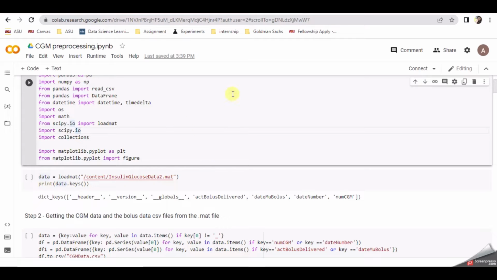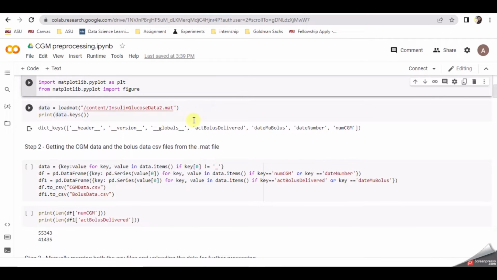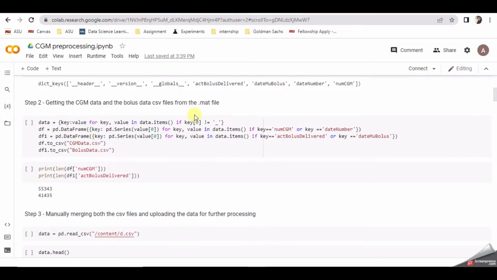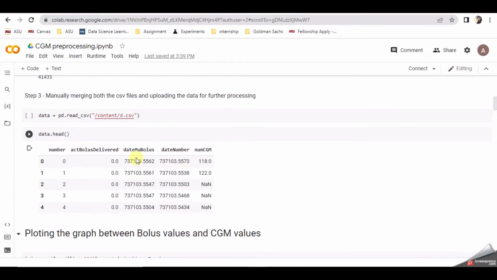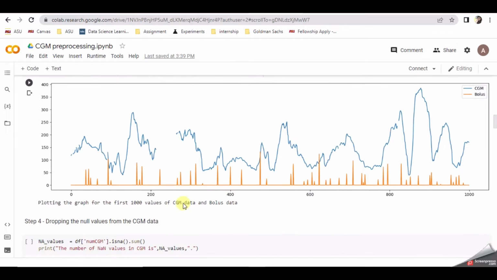So this is the pre-processing file where we take the MATLAB file that was given of the patient and convert it into a CSV file. This is the final data set that we get, with the bolus values, the date at which the bolus values were taken, the CGM values, and the date at which those CGM values were taken. This is the graph between the CGM and the bolus value that we got.